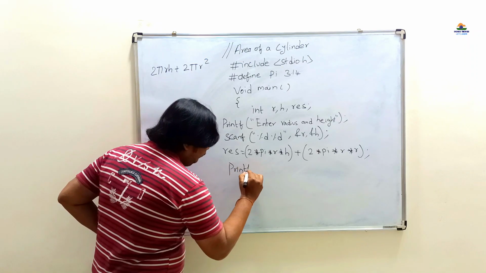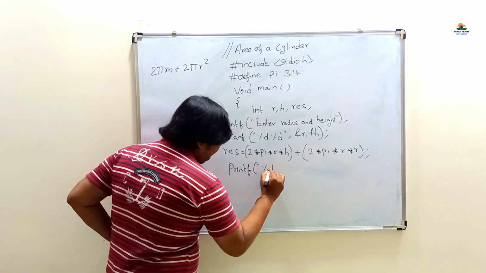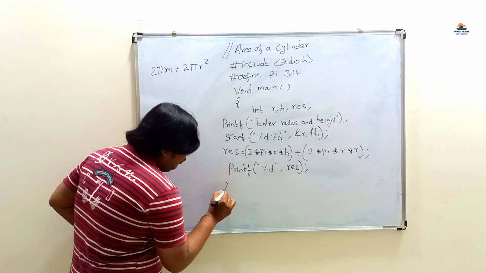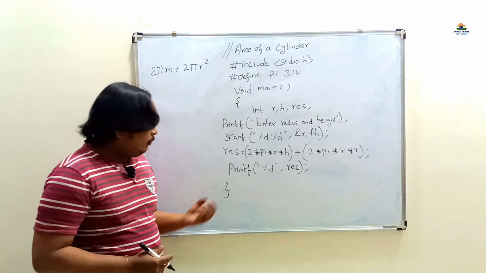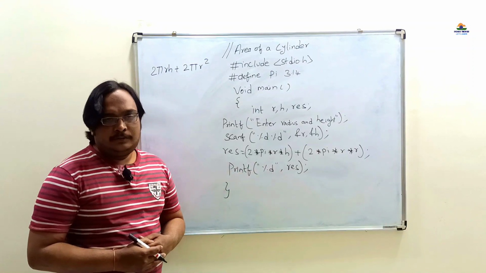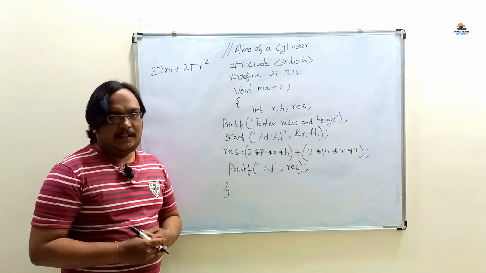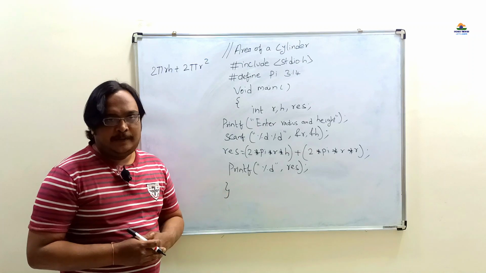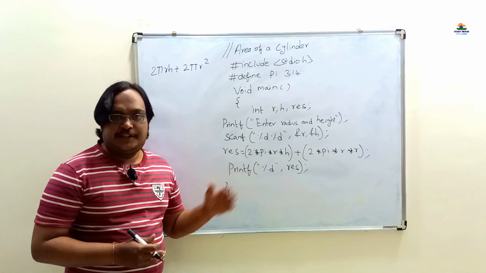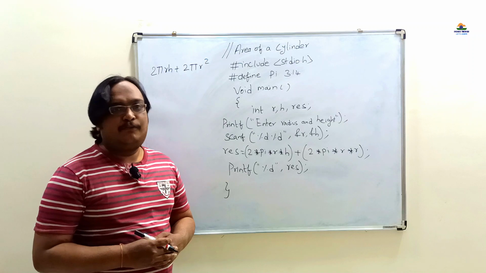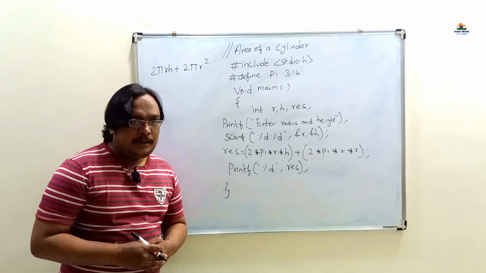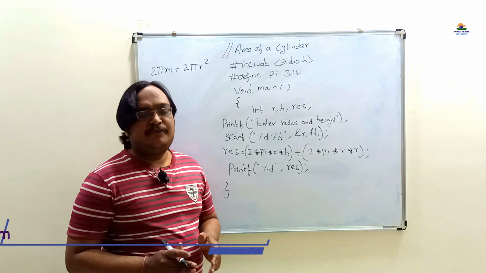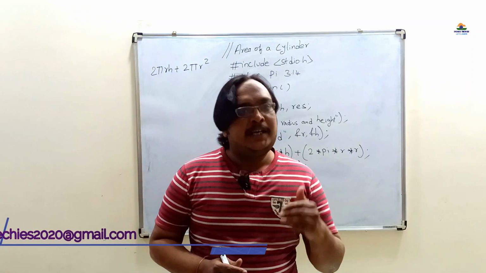So the result is in RES, that is printf %d RES. This RES value will be printed in the form of an integer. As I told you in the starting program and the previous program, if you want a float, you can use type conversion and use the value as a float value. So this is the program for area of a cylinder. This is how we write the basic programs in C.